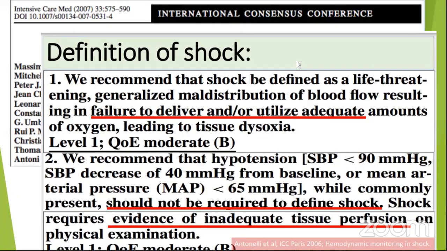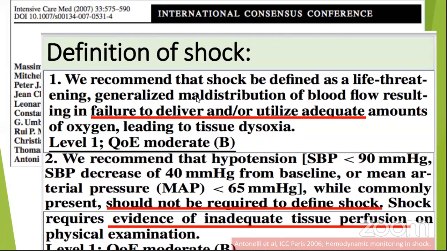So here is the definition of shock. There is generalized maldistribution of blood flow resulting in failure to deliver and utilize adequate amounts of oxygen, which leads to tissue dysoxemia. From the definition of shock, you have to keep in mind these three numbers, it's very important: systolic blood pressure less than 90, or decreased systolic blood pressure of more than 40 from the baseline, or MAP less than 65. So these three numbers, you have to keep in mind.